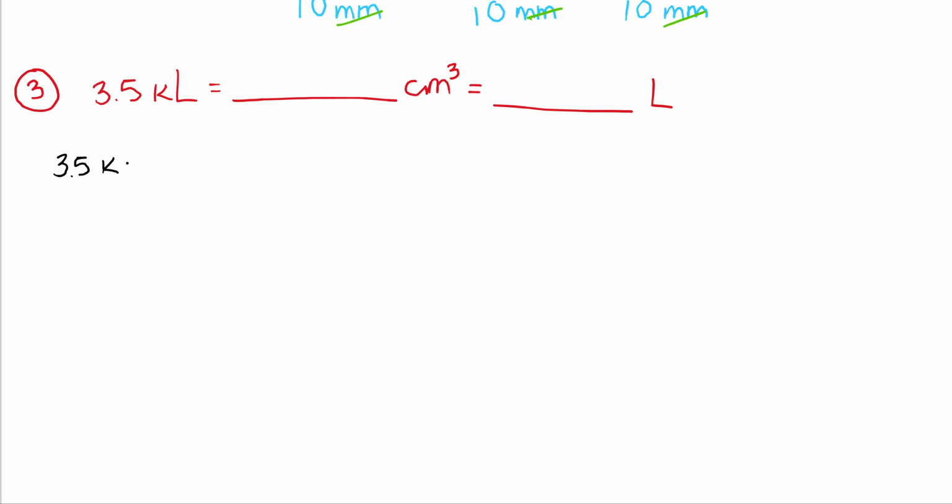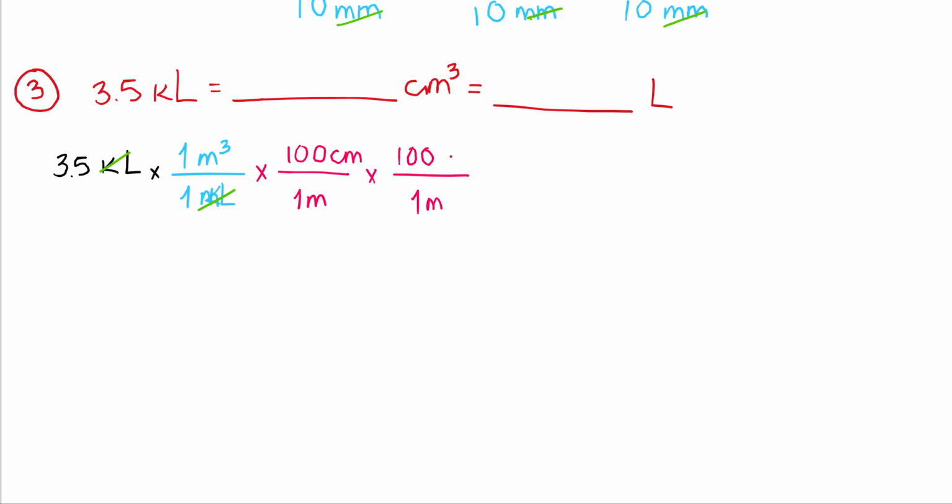3.5 kiloliters. We know that with the conversions that we had before, 1 kiloliter is equal to 1 cube meter. So then I can cancel this one and this one. Good. And then cube meters. Now I can say, okay, 1 meter is going to be equal to 100 centimeters, and I'm going to do this 3 times. Wonderful, and I can cancel these units with these units. So I'm in cube centimeters, that's what I wanted.